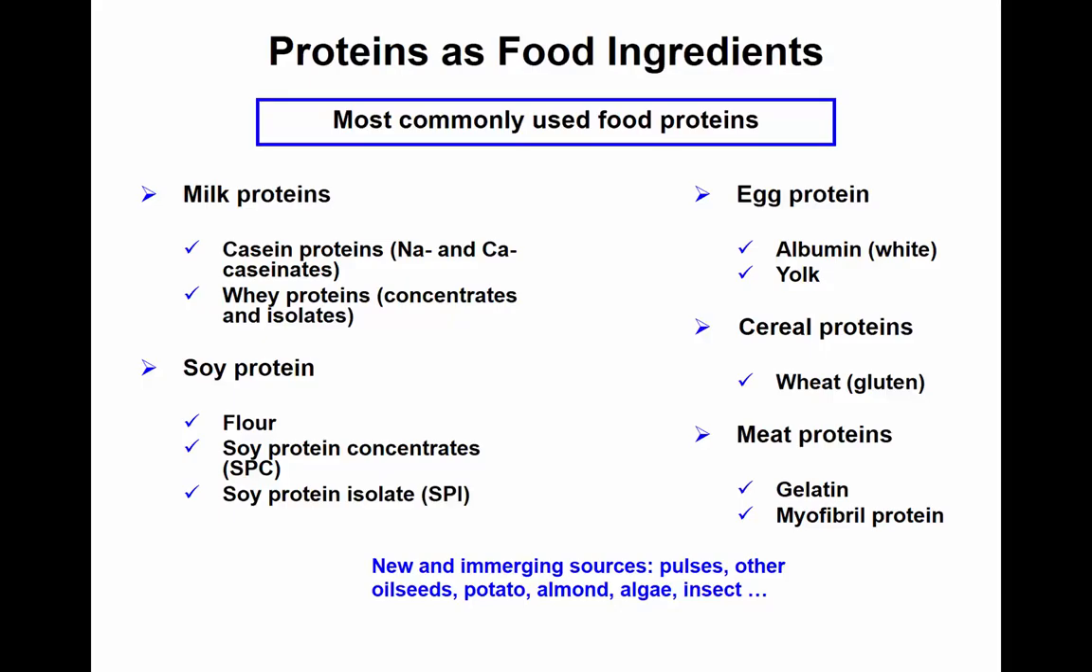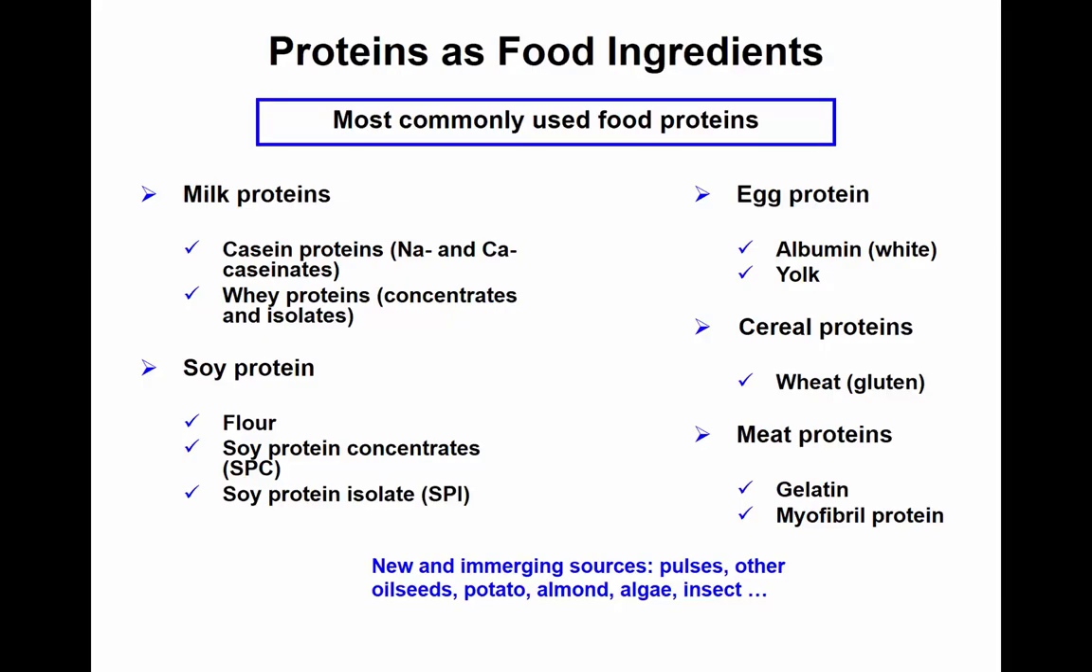There are the whey proteins. You have the concentrates and isolates. When you hear the term concentrate, usually the protein can be anywhere between 35 to 80% protein. So you can find whey protein concentrate 35 by its name. That means it has 35% protein. You can have a 50, that means 50% protein. Or 80, that means 80% protein.